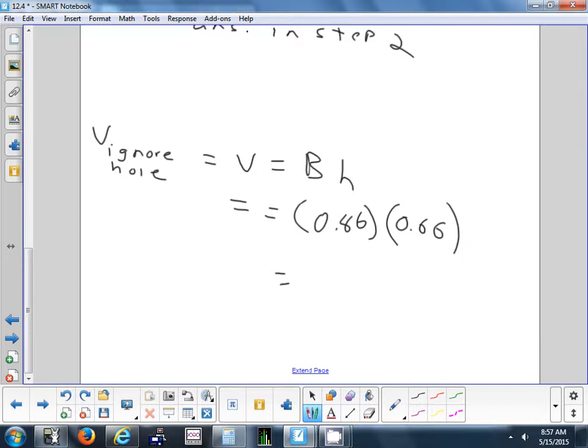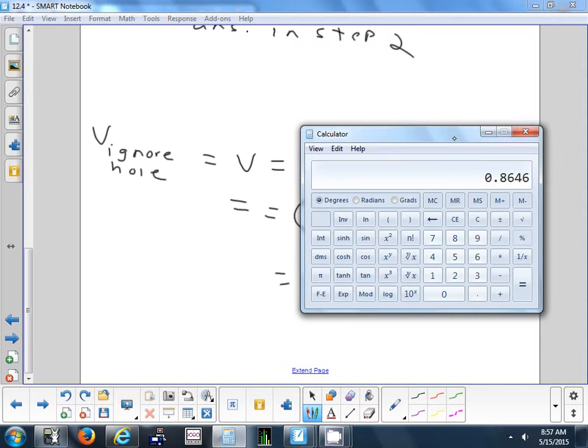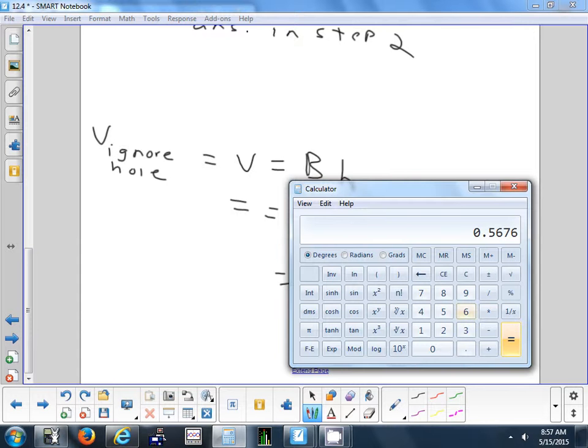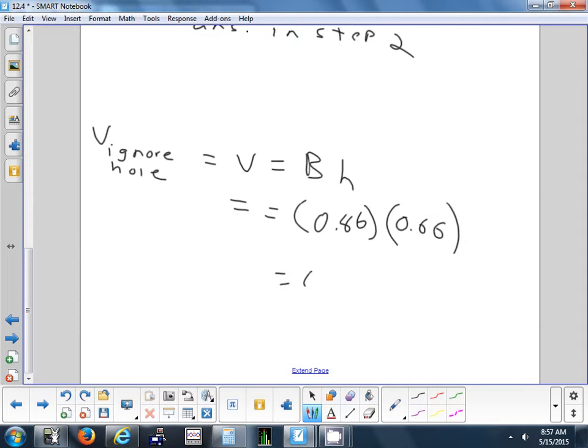Okay, to get the volume, we've got our height. Now multiply them together. So we got 0.86 times 0.66. Now, is that an overestimate or underestimate of the actual volume? Over. Yeah, that's over, because we found the volume pretending this was a solid block. It's got 2 holes in it. Those 2 holes are going to take out probably a majority of the cement. Right? So we got 0.57 cubic feet. That's the volume ignoring the holes.